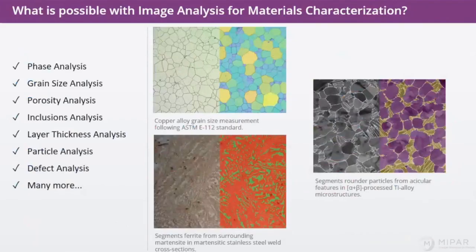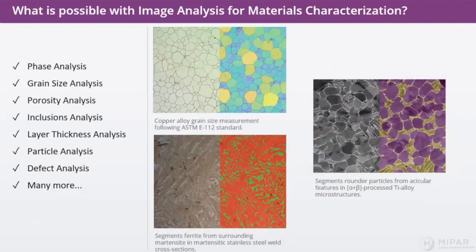So what is possible with image analysis for materials characterization? As you might be familiar, imaging techniques play an essential role in really understanding the materials properties, their performance, as well as their manufacturing process. But while imaging and images in general are a really good starting point, in many materials and metals applications, extracting quantifiable information is usually the step that takes innovation to the next level.